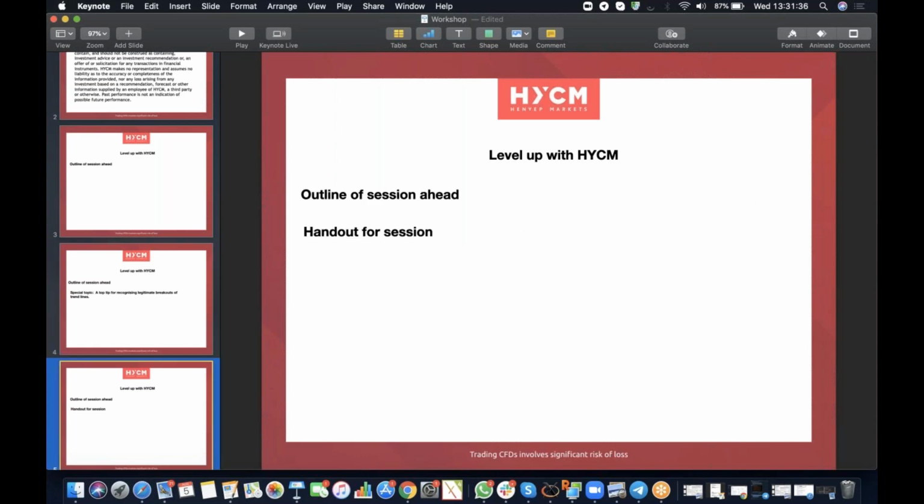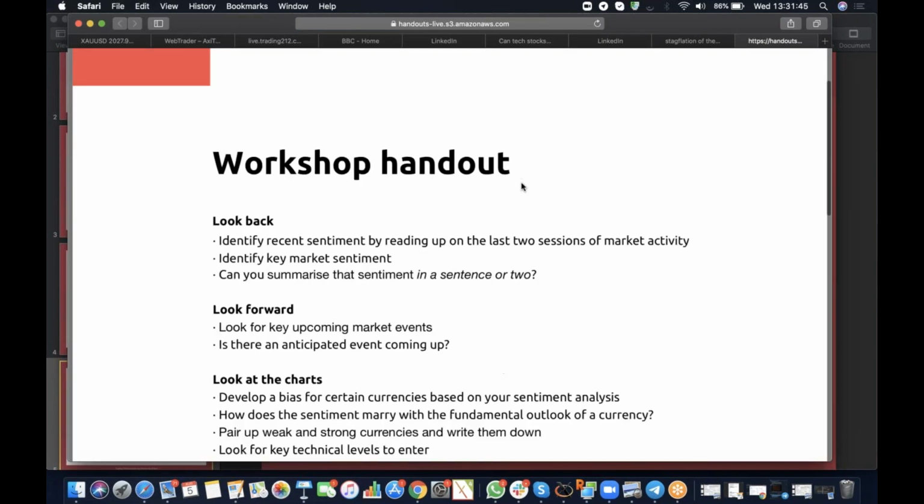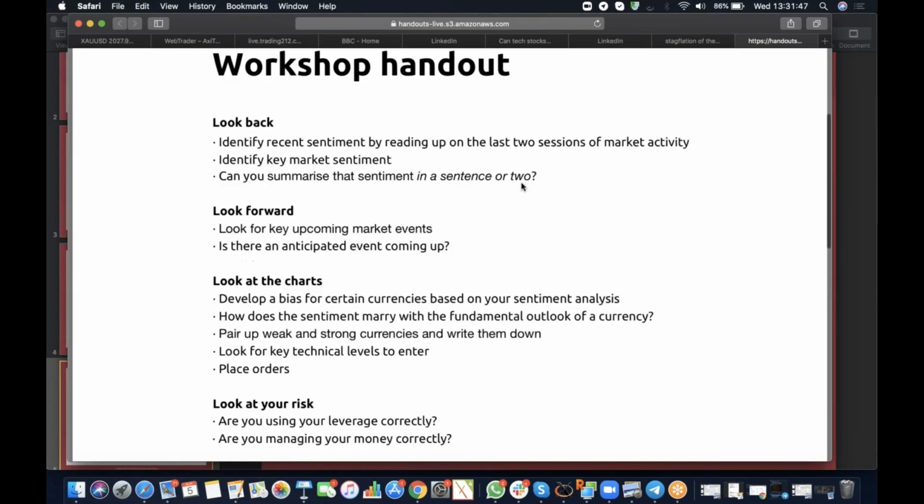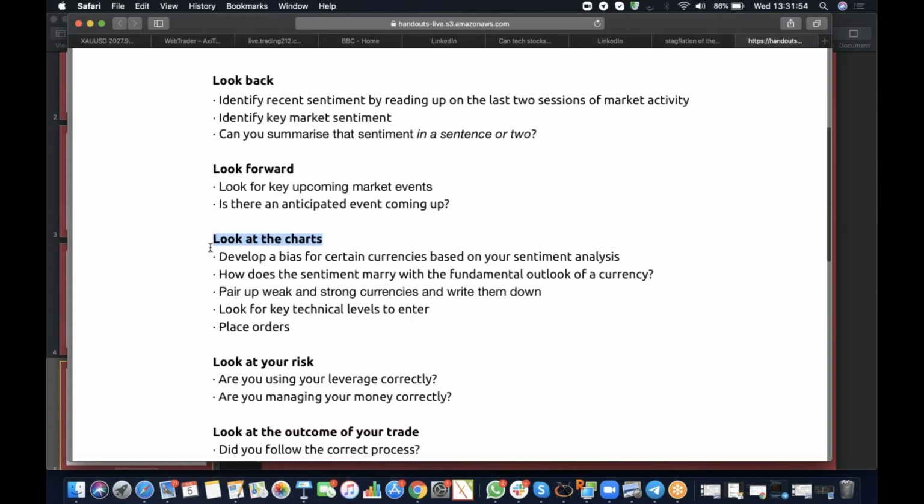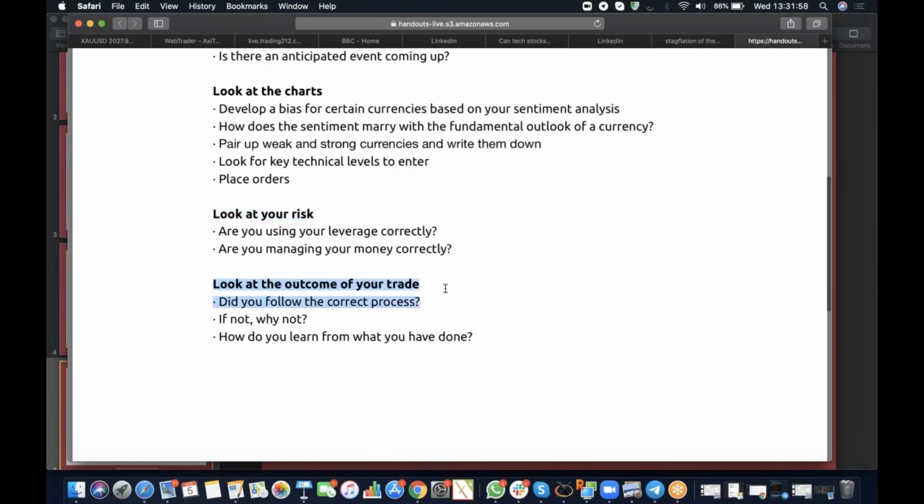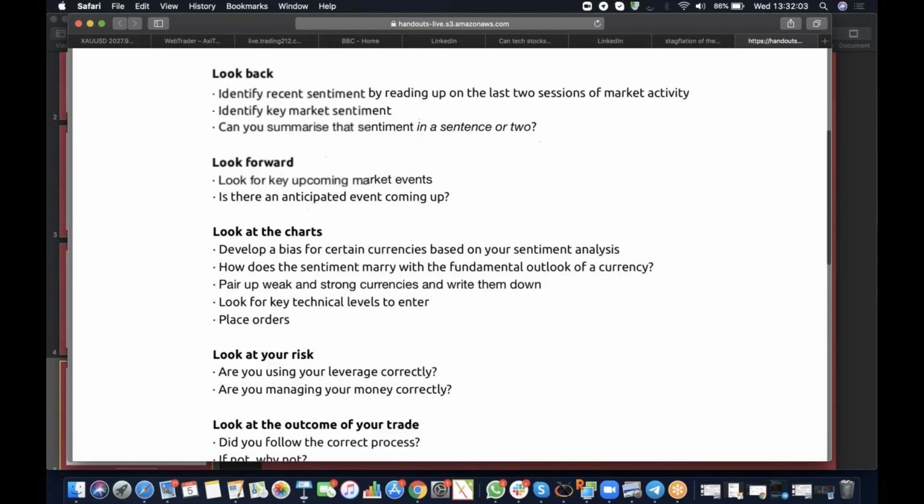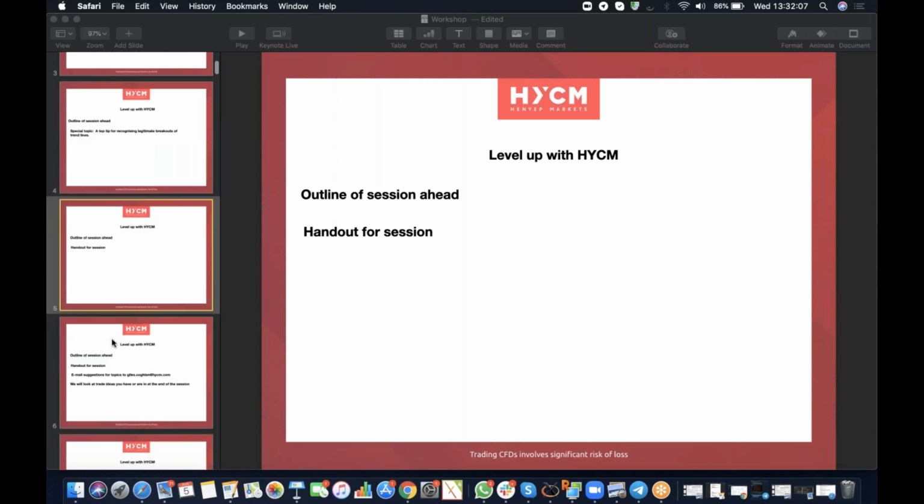The handout for the session is under the handout section. You can just click on that and double click the workshop handout. And when you double click the workshop handout, you will see something like this. It just gives you the 5 key areas I look at each time I look at the markets: looking back, looking forward, looking at the charts, looking at your risk, and looking at the outcome of your trade. So don't forget to go through that handout, print it off. You can keep it beside your desk for the future.